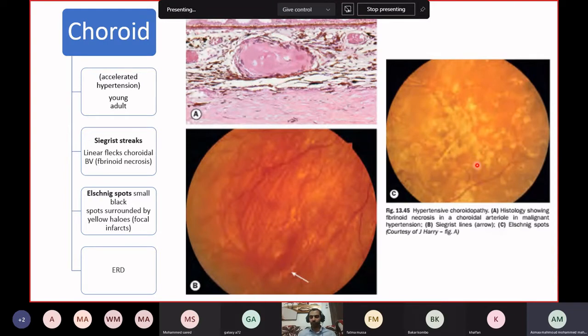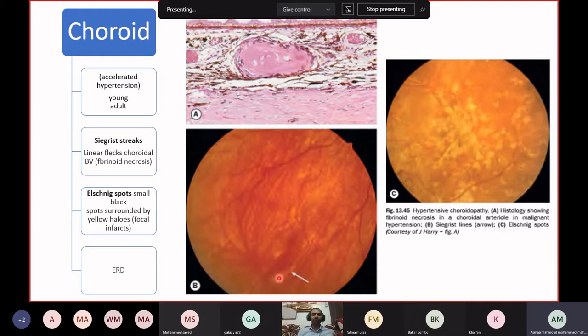this, scalloped patchy areas of the choroid, which are called the Elschnig spots, or they may appear as longitudinal lines like that, and we call them Siegrist streaks. And those Siegrist streaks represent fibrinoid necrosis of a large choroidal vessel. So we have a large choroidal vessel here underneath the retina that suffered necrosis, and this is why it has this longitudinal appearance.